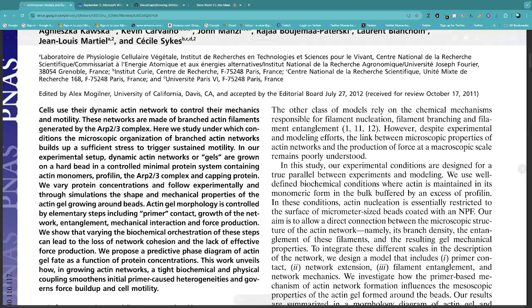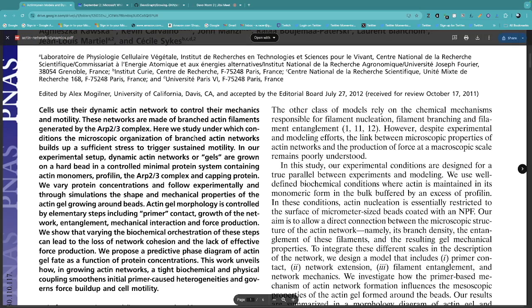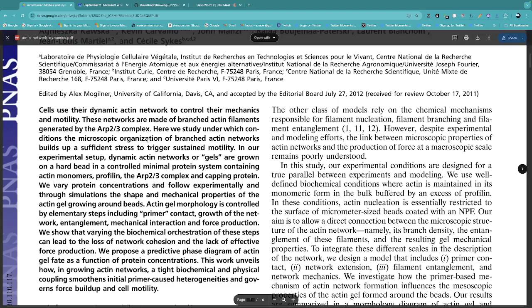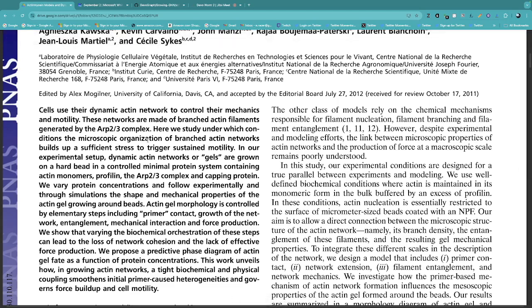Here we study under which conditions the microscopic organization of branched actin networks builds up a sufficient stress to trigger sustained motility. So this is where we have to have these stresses that build up that can trigger some sort of motility. It's kind of like if you wind up a wind-up toy. How much do you have to wind it up to sustain its movement? If you wind it up a little bit, of course, it walks a little bit. If you wind it up a lot, it walks a lot. You're putting energy into that system, and it's being released in a structured way.